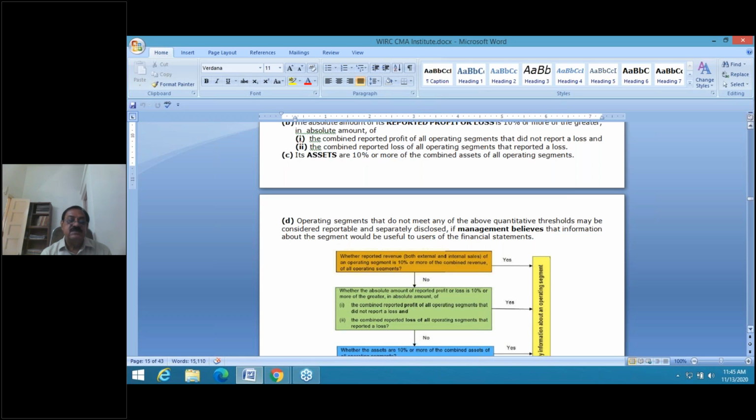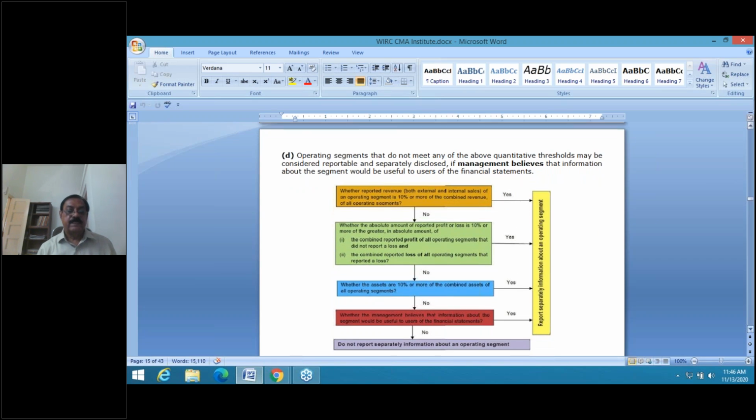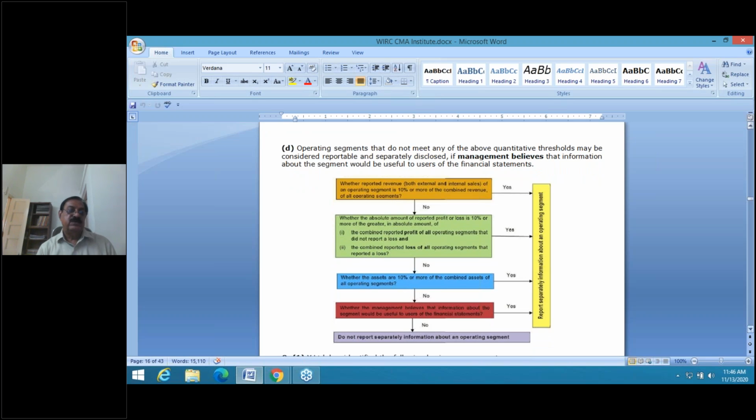That is, if management believes that information about the segment would be useful to the users of financial statements. Suppose the company has started a startup activity. Though it doesn't fulfill any of the above three criteria, management wants to show that we are in this type of business also, that this is a new startup we have started. So it can show. It is up to the management to decide. So the fourth is the management discretion criteria. Okay, so this is the summary of this.